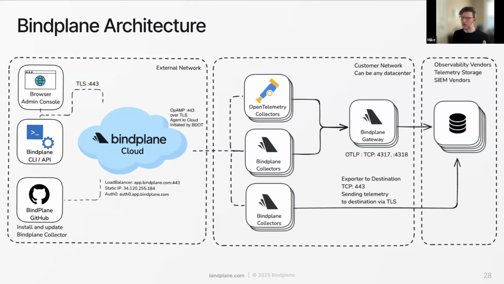We also connect to our GitHub repository for the latest Bindplane collector updates. And then we have your network, so the customer network with OpenTelemetry collectors, Bindplane collectors, which is just our distribution of OpenTelemetry. And this can be exposed or it can be deployed throughout your environment, throughout your network, or even multiple networks or data centers. And then ultimately that telemetry is flowing from your gateways to that destination, your observability vendor, your security vendor, your cold storage. It can send it to any of those destinations.